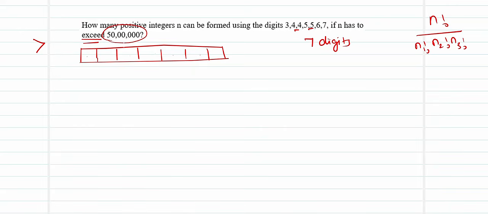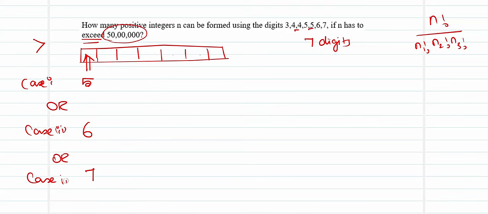If it has to exceed 50 lakh, the first digit has to be 5 or more. So the first digit can begin with 5, and you will have to exceed 50 lakh. If it begins with 6, then also it exceeds 50 lakhs. And if it begins with 7, then also it is going to exceed 50 lakh. So you have case 1, either this, or case 2, it can begin with 6, or case 3, in which you can begin the first digit with 7.